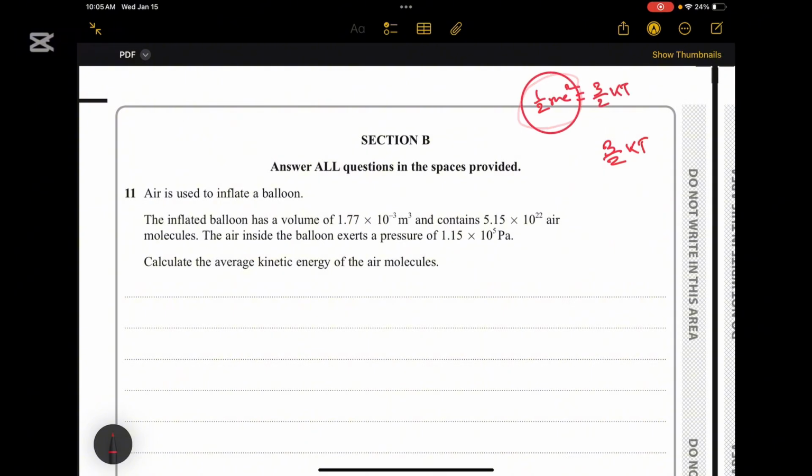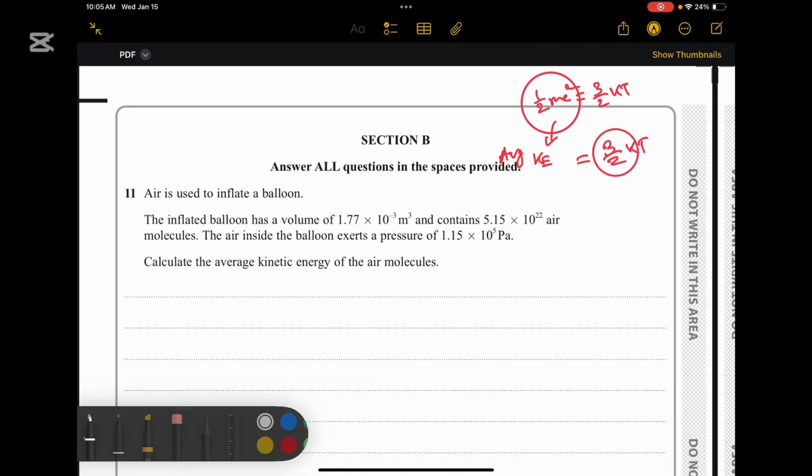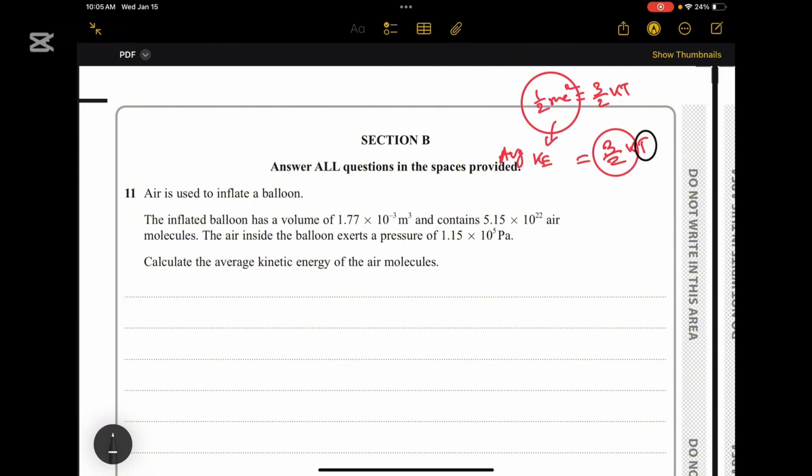This half mc squared is our kinetic energy. So we can say kinetic energy is equal to 3 by 2 kT. This is average kinetic energy, my bad. Average kinetic energy is equal to 3 by 2 kT. Now we know 3 by 2 k is a constant. Now we just have to find out the temperature in Kelvin, which will give us the average kinetic energy.